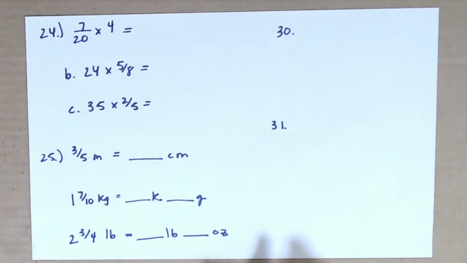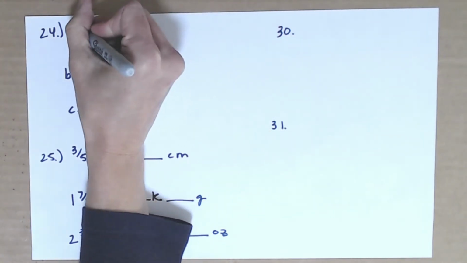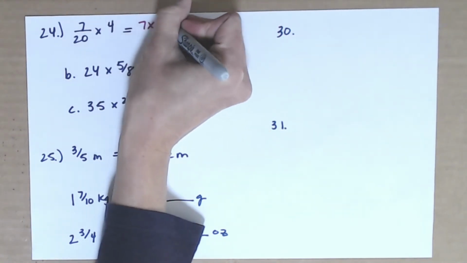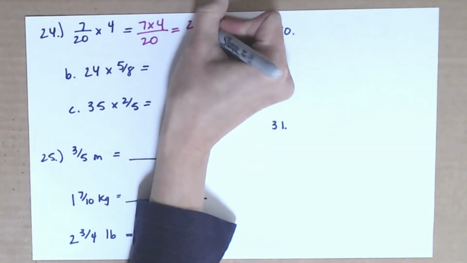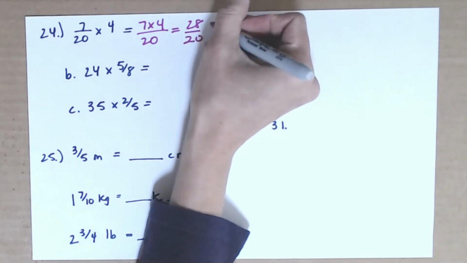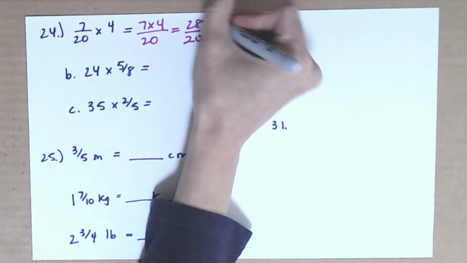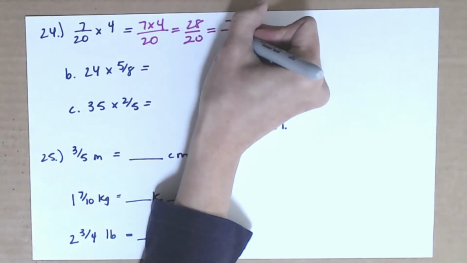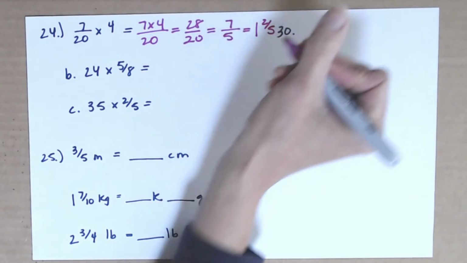Number 24 has us multiplying a whole number times a fraction. So we learned this week a little shortcut for these, because originally we learned we could just do 7 times 4 over the denominator 20, and we would get 28/20, which we could simplify. We could divide by 2. Actually, we could divide by 4 and get 7/5, or 1 2/5.